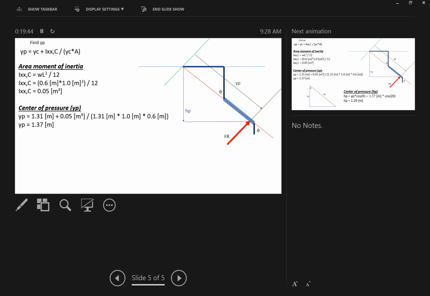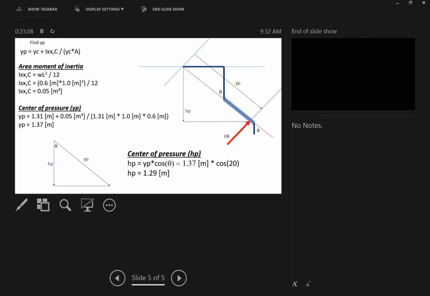The next step is finding YP. And this is where you need to figure out your IC. All right, and this depends on the shape, right? It depends on a rectangle. All right, then we find our YP. I think that is it. So your location is 1.29 meters from the free surface down.